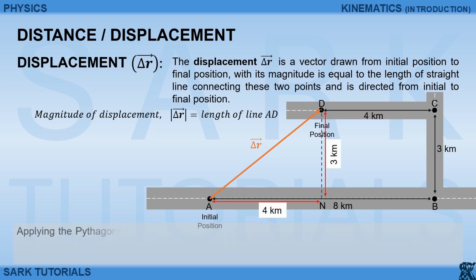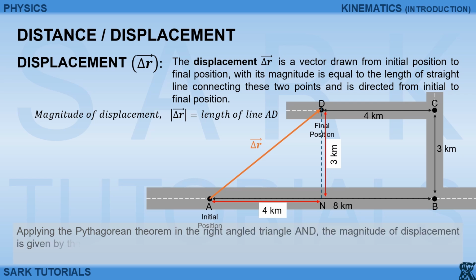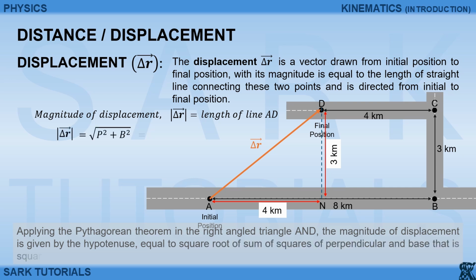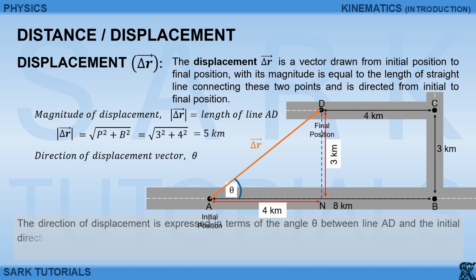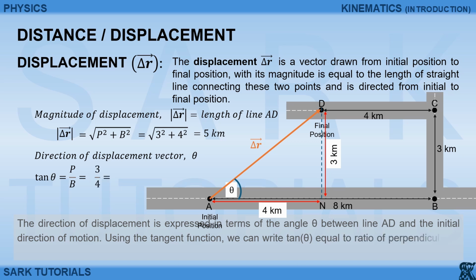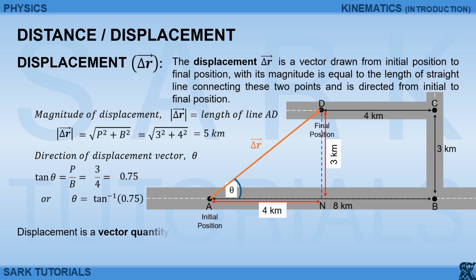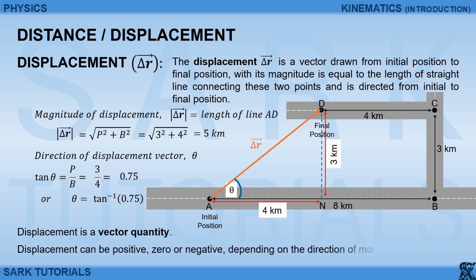Applying the Pythagorean theorem in the right-angled triangle AND, the magnitude of displacement is given by the hypotenuse, equal to the square root of the sum of squares of perpendicular and base, that is square root of the sum of squares of 3 and 4, equal to 5 kilometers. The direction of displacement is expressed in terms of the angle theta between line AD and the initial direction of motion. Using the tangent function, we can write tangent theta equal to the ratio of perpendicular to base, which in this case equals 0.75. Displacement is a vector quantity. Displacement can be positive, 0 or negative depending on the direction of motion.